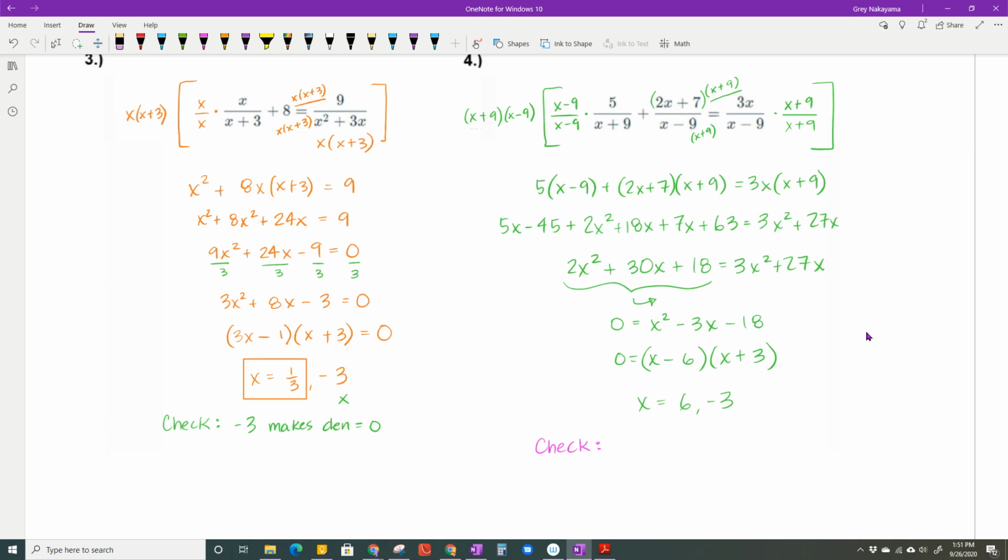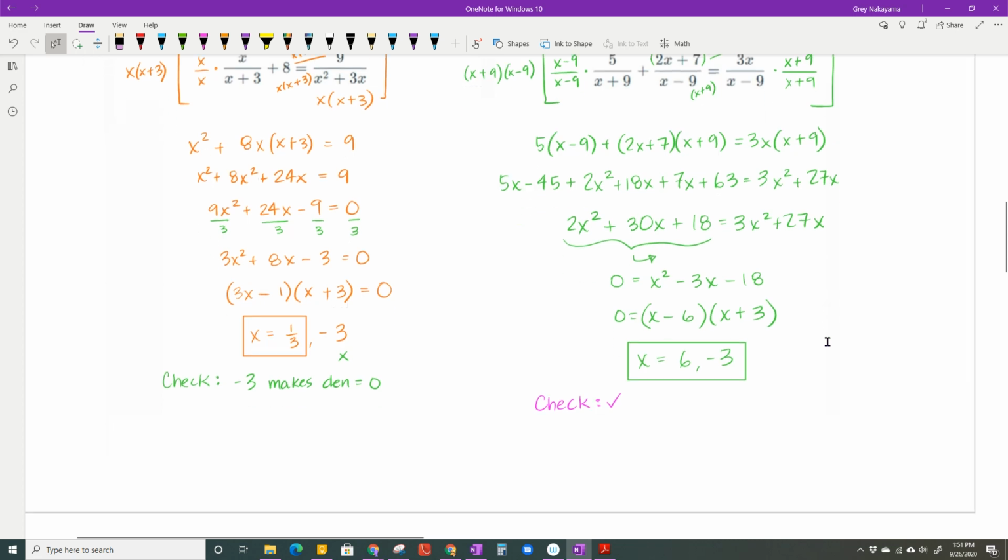I have to check that. So I'm looking back up here, and I've got x plus 9 and x minus 9. If I plug a 6 in either of those, I'm not at 0. And if I plug in negative 3 for either of those, I'm not 0. So this particular one has two solutions. So I hope you can see from just those two examples right there why you need to check, because what you get is not always going to be the case. You have to check your answer.